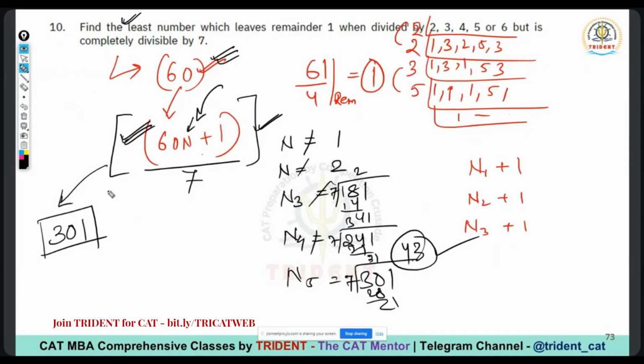How 301? Because n equals 5 satisfies. Can you divide 301 by 2, Varun, and tell me the remainder? I think this will clear your answer. The remainder is? One. Yes. If you divide by any of these numbers, the remainder is going to be 1. But the moment you divide it by 7, it goes completely. Makes sense? Did you understand it? Yeah, got it.